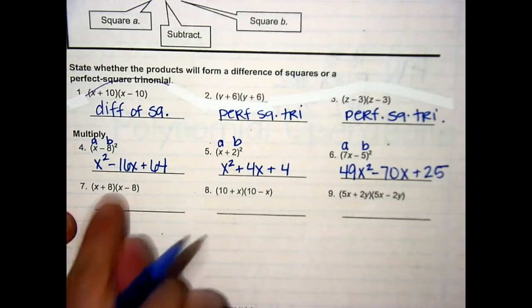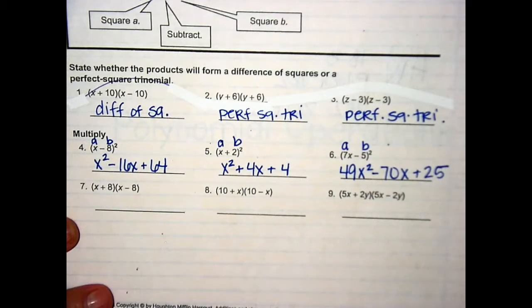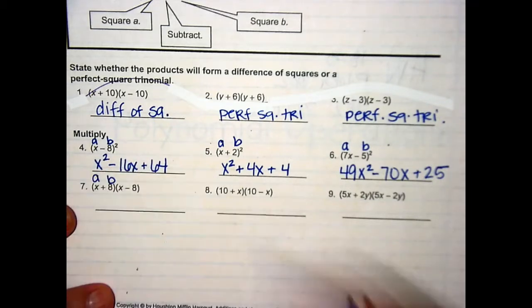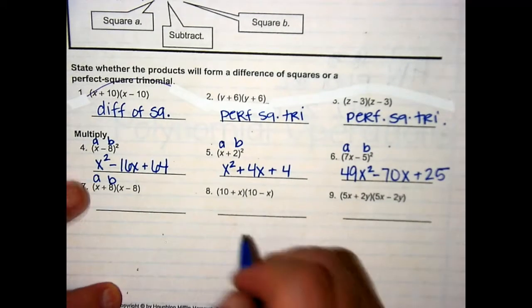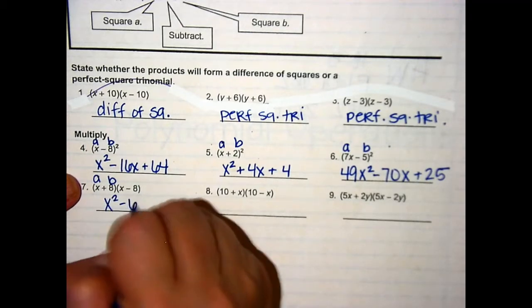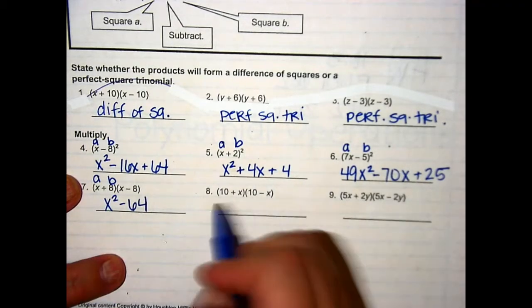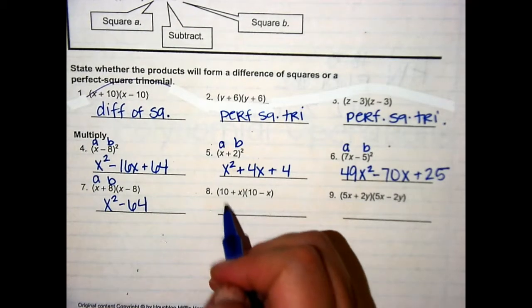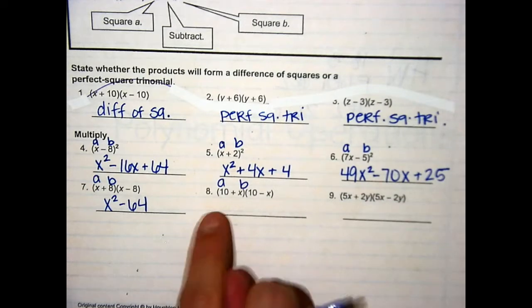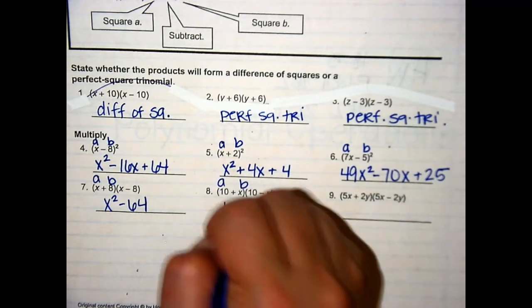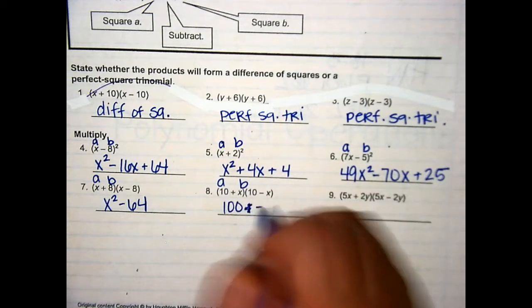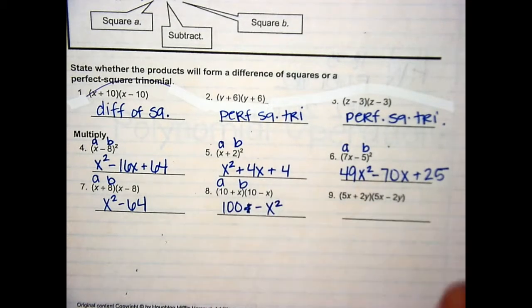This x plus 8 times x minus 8 is the difference of squares, so it's a squared minus b squared. So a squared would be x squared minus b squared is 64. Number 8 is the same thing. A term, b term. So a squared is 100, not plus, right, minus b squared is x squared.